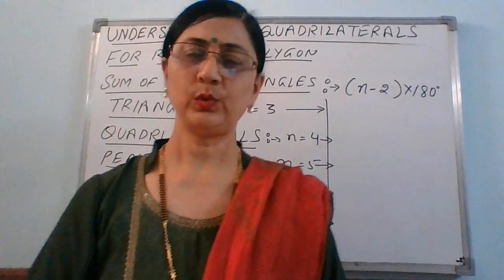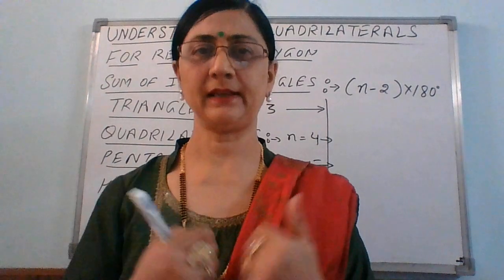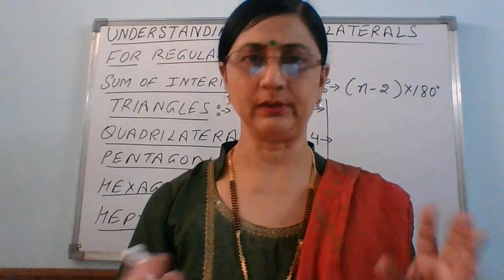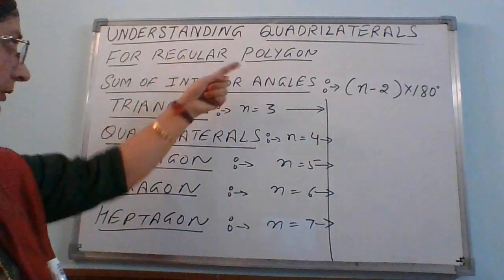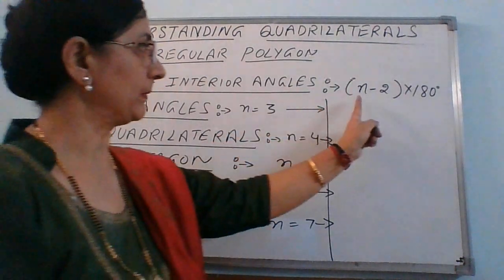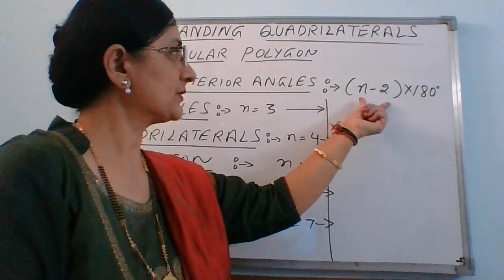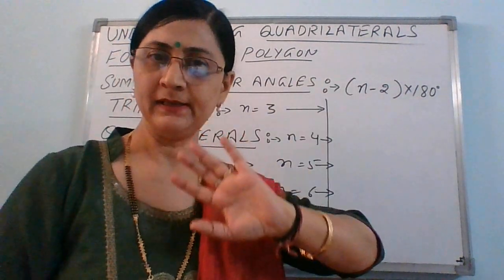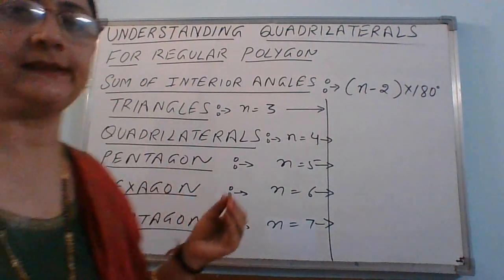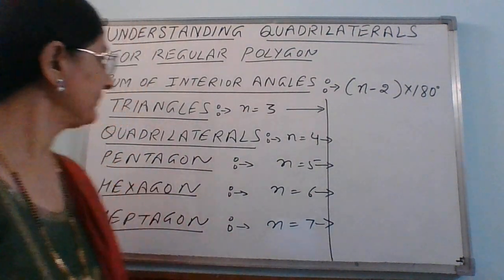Okay. Now the next topic is how to find the sum of the interior angles of different polygons, right? It is just for regular polygons, not irregular. For regular polygons, how to find the sum of the interior angles? This is the formula: n minus 2 multiplied by 180. n means the number of sides. First subtract 2 from the number of sides and then multiply by 180. Now let us find the sum of the interior angles of a triangle, quadrilateral, pentagon, hexagon and heptagon, right?